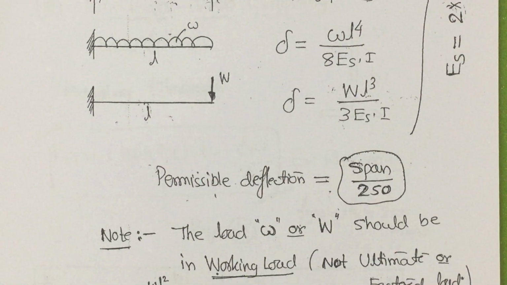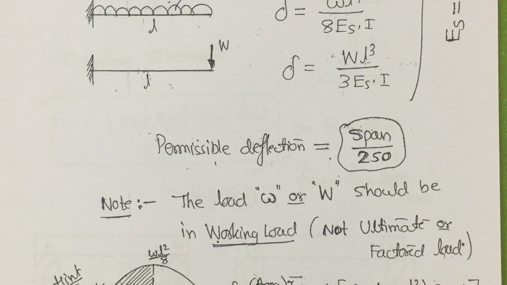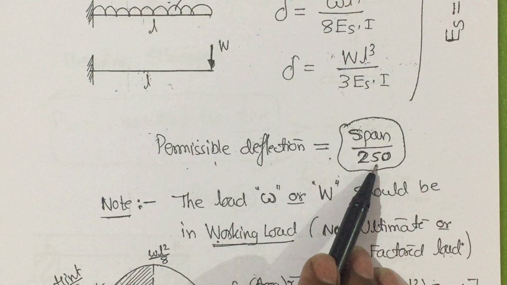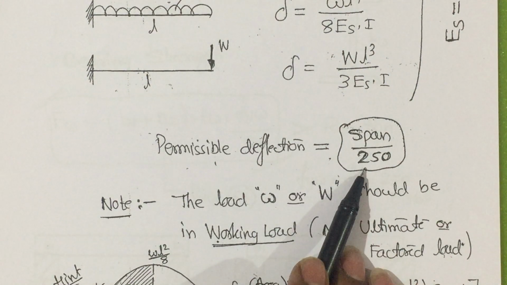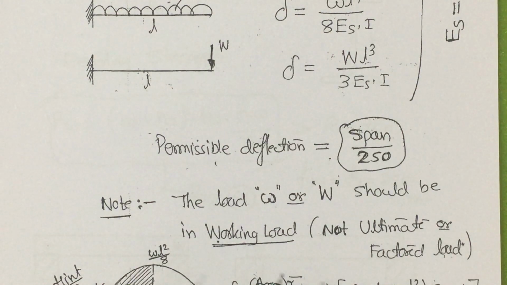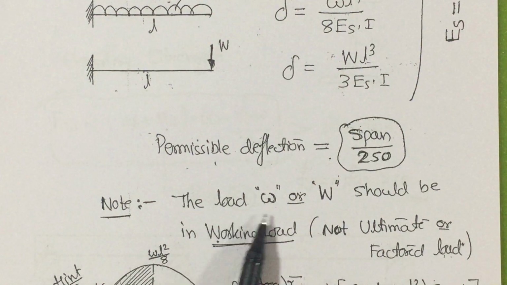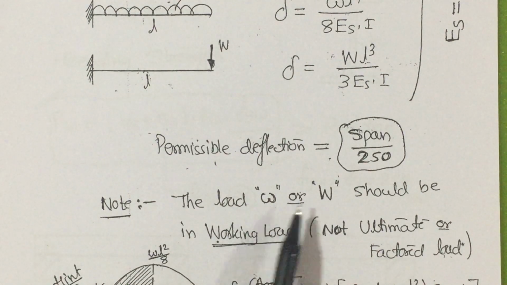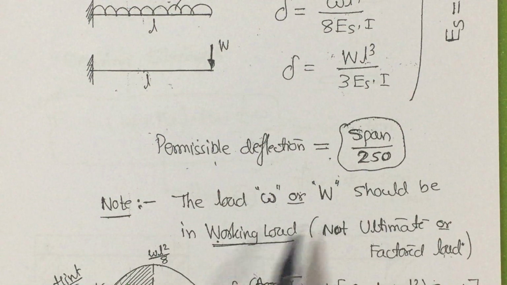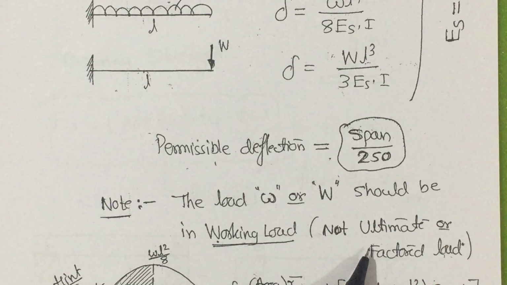The permissible deflection is given by the formula span divided by 250. Please remember, permissible deflection is given by the formula span divided by 250. Please note that the load W, or capital W, is the load intensity. It should be the working load, not the ultimate load or the factored load.